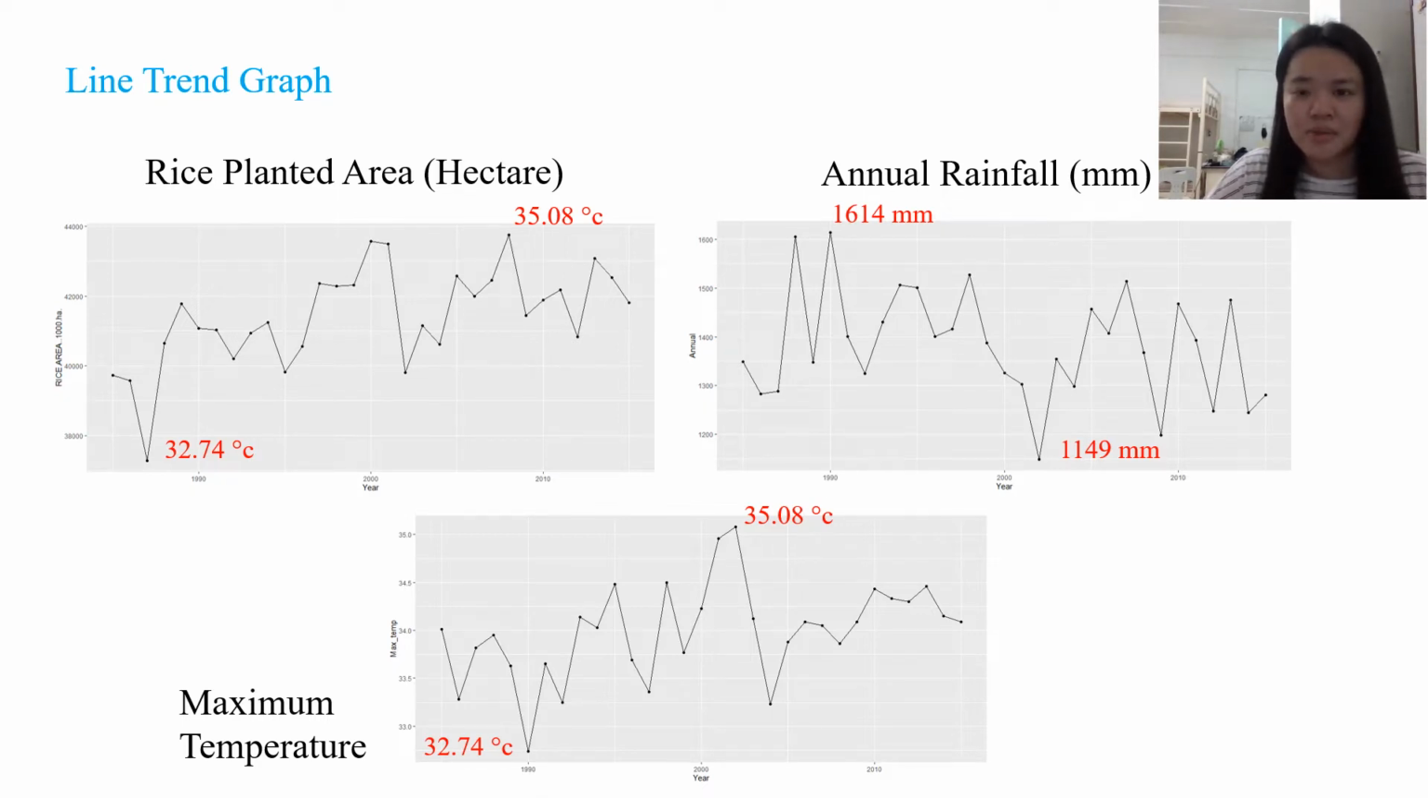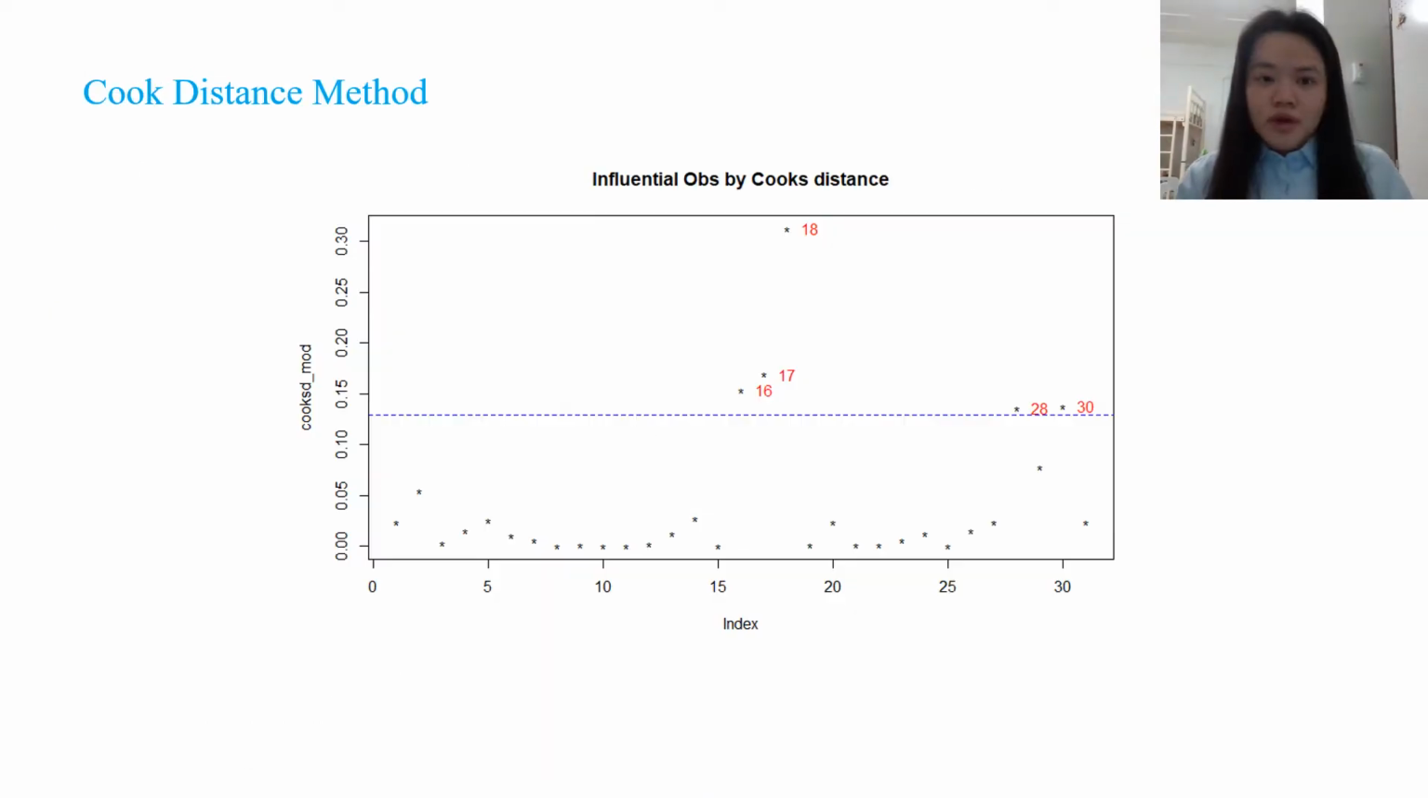43,757 hectares, whereas the lowest planted area was 37,277 hectares, while the highest annual rainfall was 1,614 millimeters, whereas the lowest annual rainfall was 1,149 millimeters. And lastly, the highest maximum temperature was 35.08 degrees Celsius, whereas the lowest maximum temperature was 32.74 degrees Celsius. By using the Cook's distance method, there are outliers detected in the overall dataset.